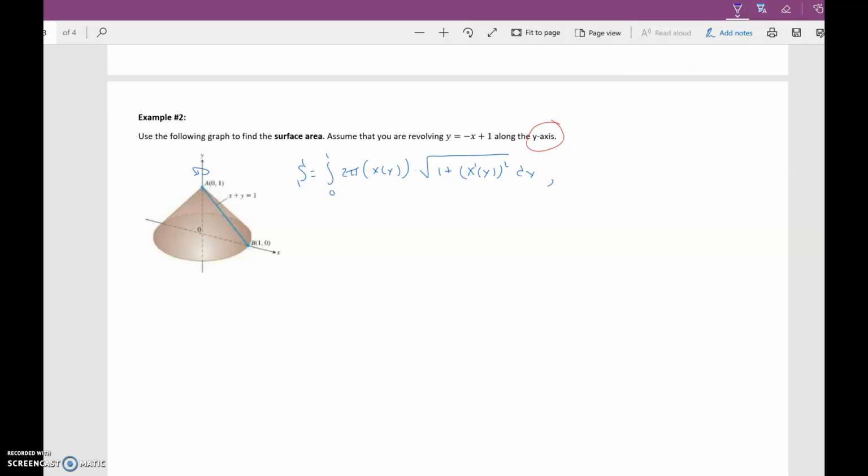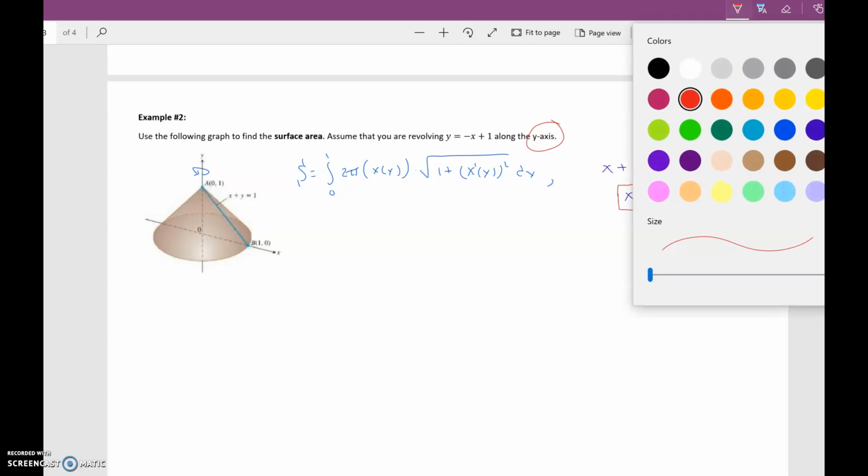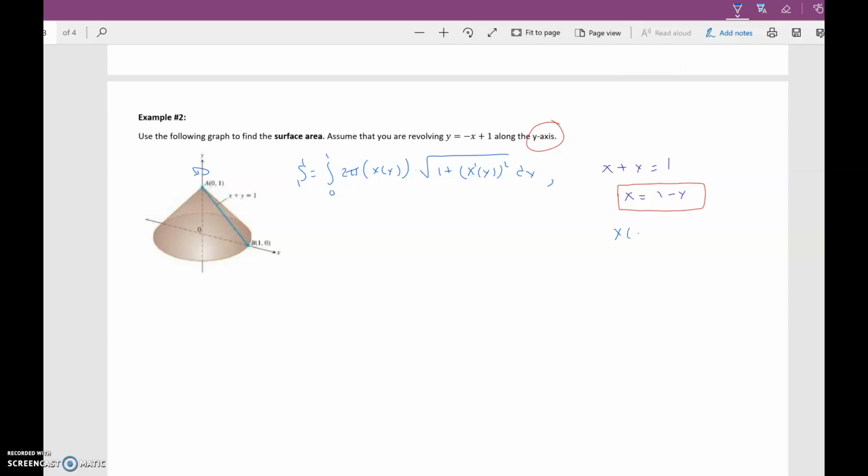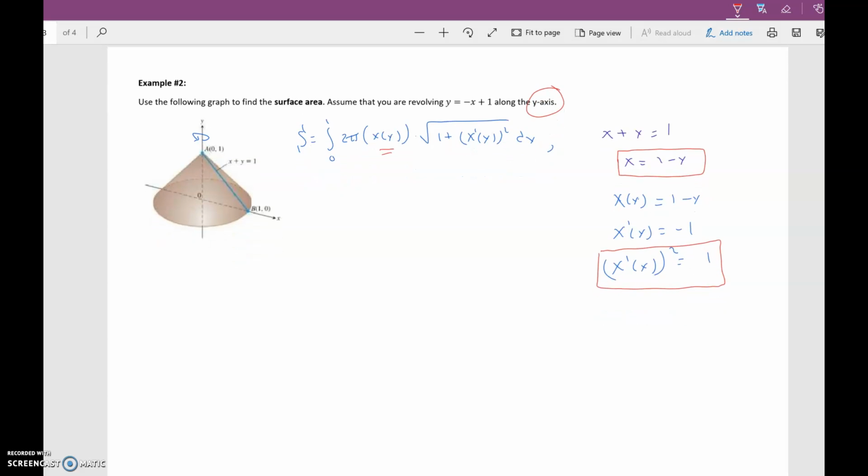Technically, the equation that we're using is x plus y is equal to 1. So x plus y is equal to 1, or x is equal to 1 minus y. So this is going to be our actual function. Let me just rewrite it as x of y is equal to 1 minus y. Then x prime of y is equal to technically negative 1. So x prime of y squared is equal to 1. And we're going to need these results. Okay, so before I mess this up, let me punch in the values into the formula.